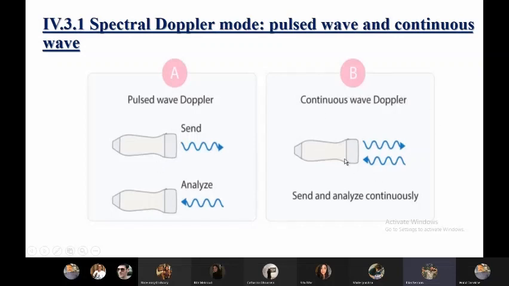Continuous wave Doppler, however, uses two piezoelectric crystals, one that constantly transmits ultrasound waves and another that receives signals reflected from each red blood cell. So this allows very high velocities to be accurately measured without aliasing.